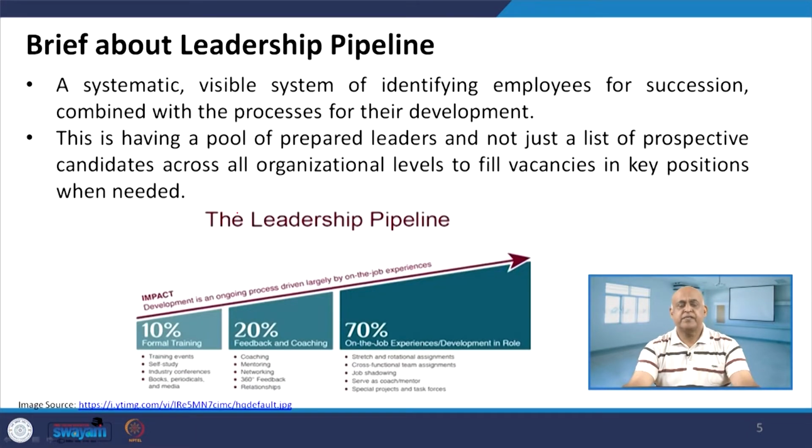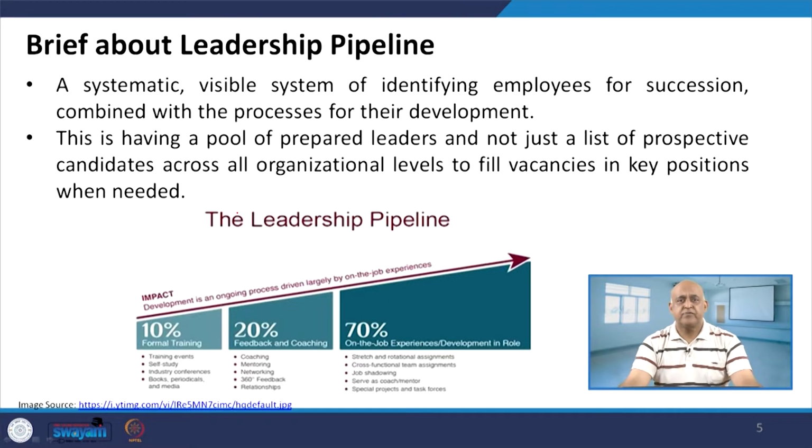Now, on the basis of these skills, the intrapersonal skills, interpersonal skills, technical skills and leadership skills, we talk about the pipeline. It is a systematic, visible system of identifying employees for succession. What does pipeline mean? If someone is at leadership position number 1, then you will be able to replace them with the person at position number 2, and that is called succession. It is combined with a process for their development.